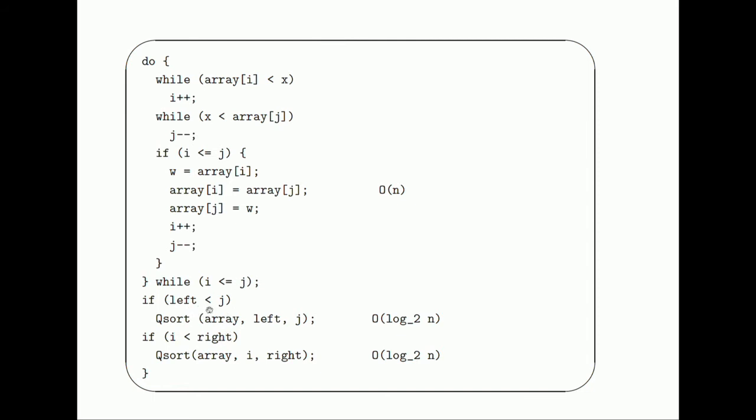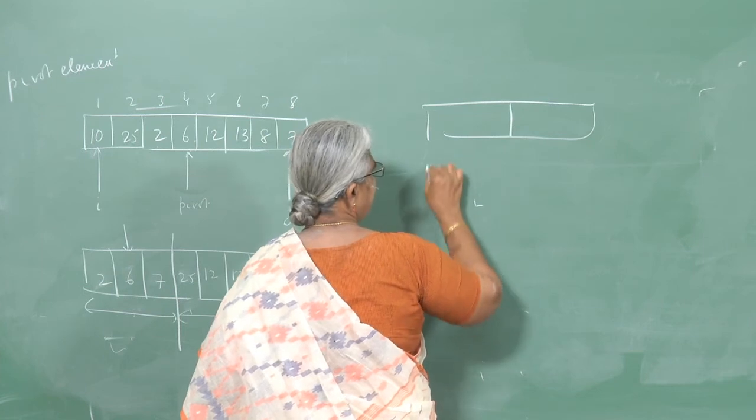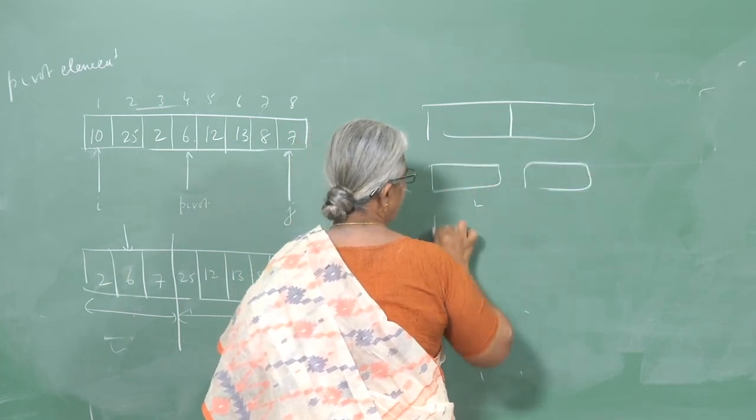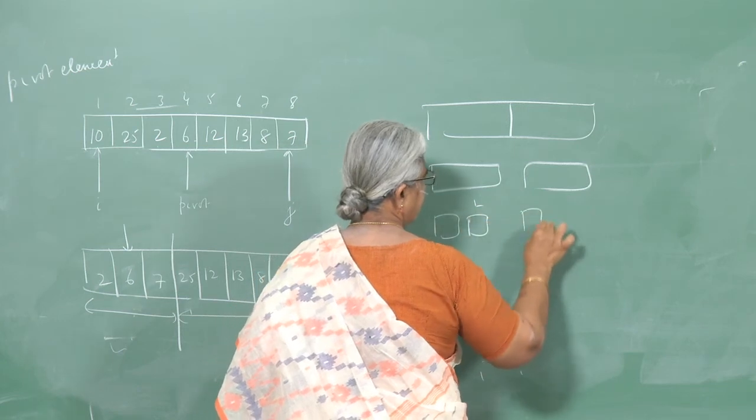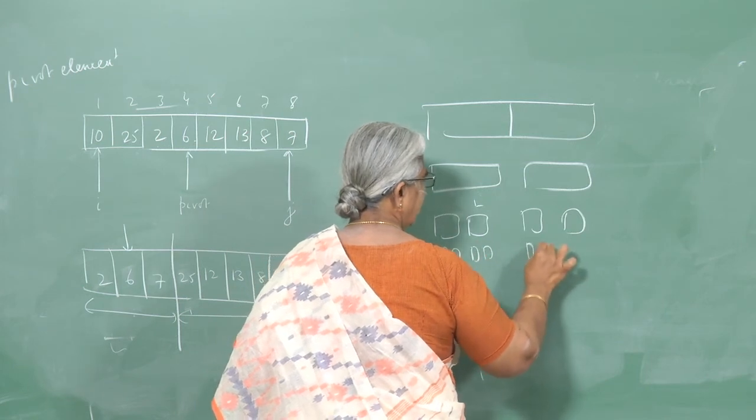Then what do? If left is less than j, that means the number of elements is more than 1, then I call quick sort again with a new left value and new j value. Similarly, I call quick sort again with the new i value and the new right value. So when I keep doing this, if the quick sort algorithm is very good, then what you will find is the array here, for example, of size 8 will get divided into 2 parts of size 4, which will get divided into 2 parts of size 2, which will finally get divided into 1 element arrays, and the algorithm will terminate.